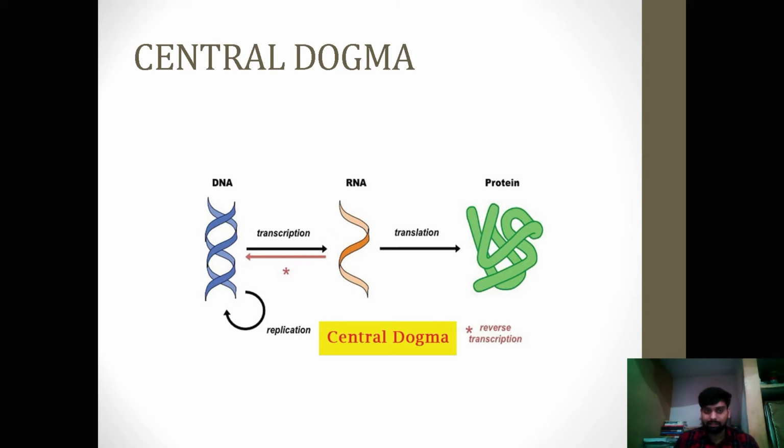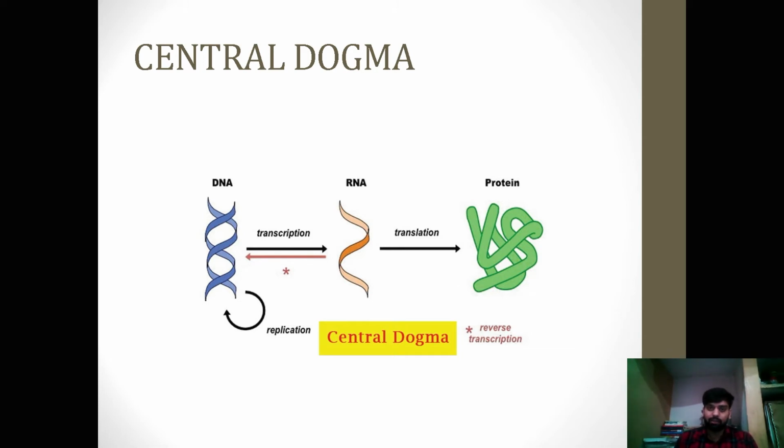But in case it forms the RNA molecule from the DNA, that enzyme is DNA dependent RNA polymerase. That is, it is acting on the DNA molecule and forming RNA. This process is known as transcription.